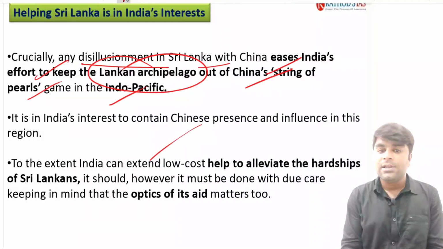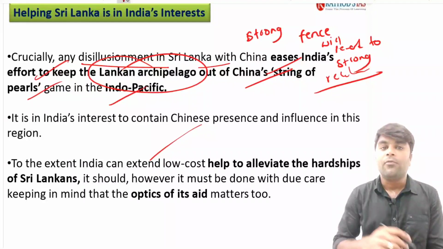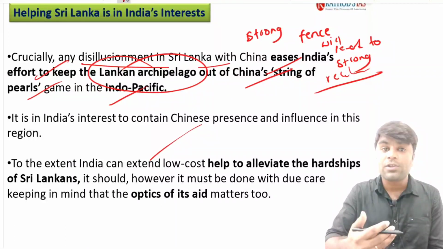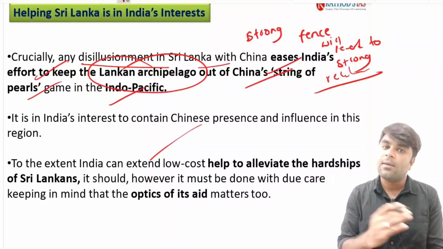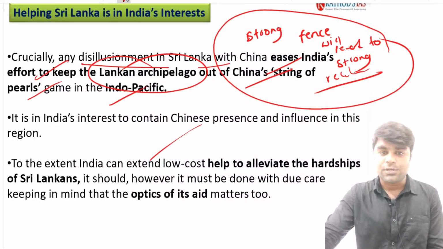See, remember this statement: a strong fence will lead to strong relationships. If we have a strong border with the rest of the countries, we can maintain it. So in such a way, the Indian government should use this opportunity.